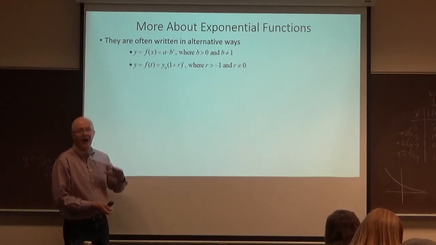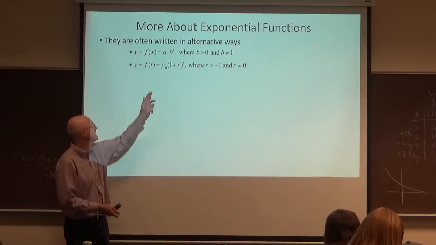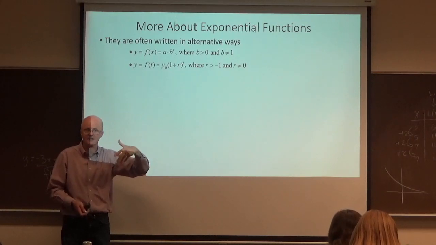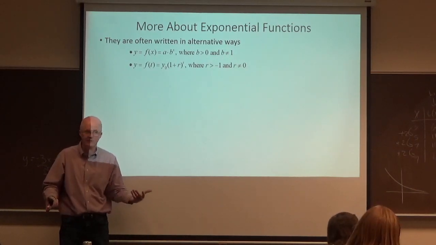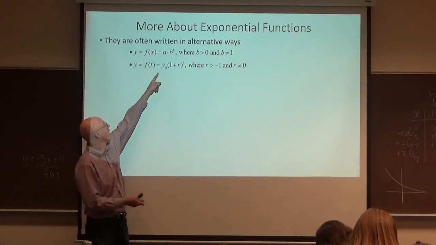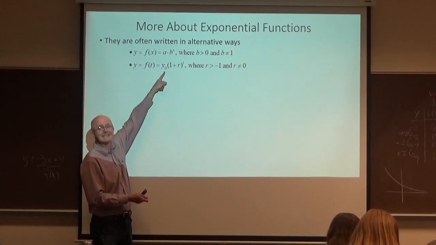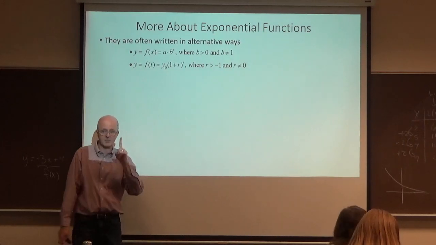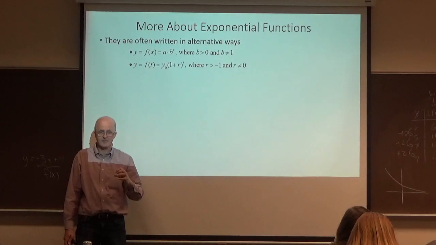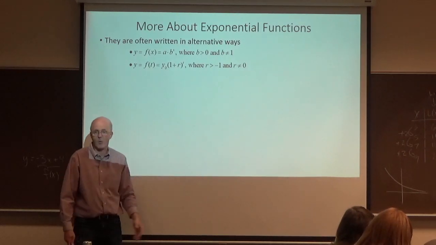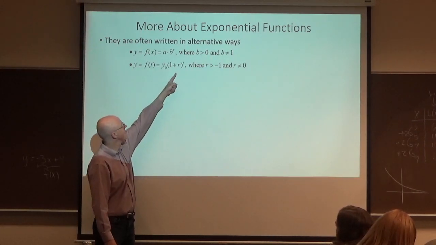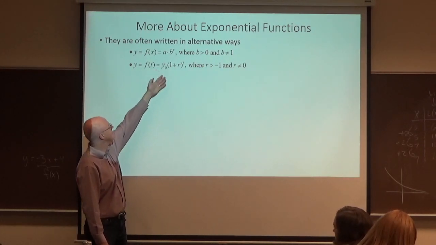I'm emphasizing that a is the initial value here as well because I'm using a y sub 0. Y sub 0 is a notation commonly used for the initial value of a function, the output when the input is 0. It's a constant. This whole thing, y sub 0, is just one number. The 0 is just a label. Other labels like y1 or y2 as well. This is y0 times 1 plus r to the t. So I'm treating the b like a 1 plus r.